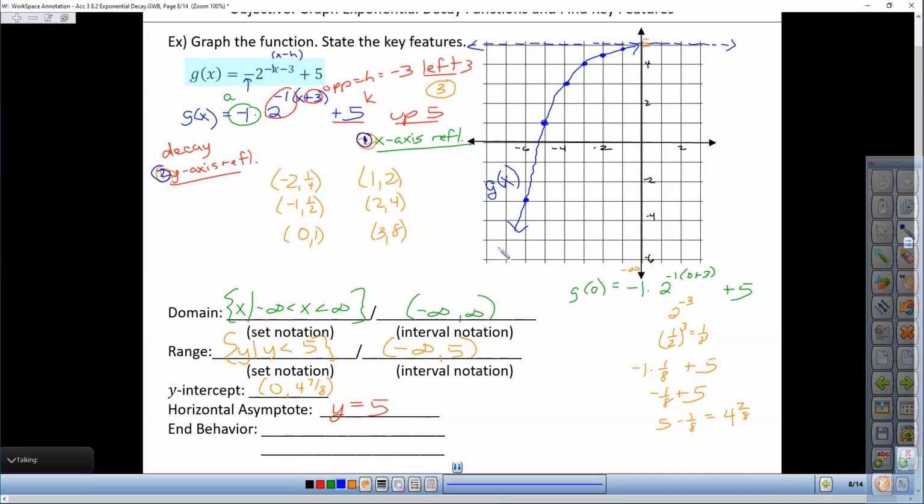And behavior on the left end where x goes to -infinity. We see the curve function is heading down. So our g of x function values are going to -infinity. We see on the right end, it's getting closer to the asymptote. So the right end is where x goes to +infinity. And so those function values, which are y values, are getting closer to the y value of the asymptote, which is 5. And that finishes that one up.